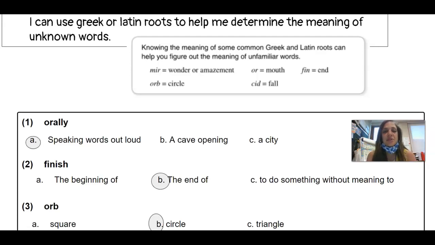I can use Greek or Latin roots to help me determine the meaning of unknown words.